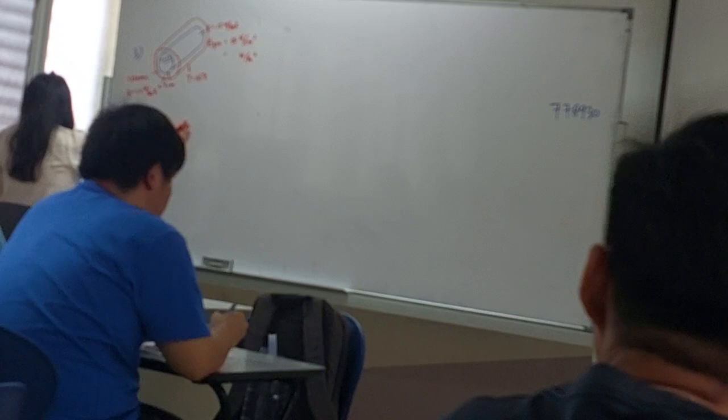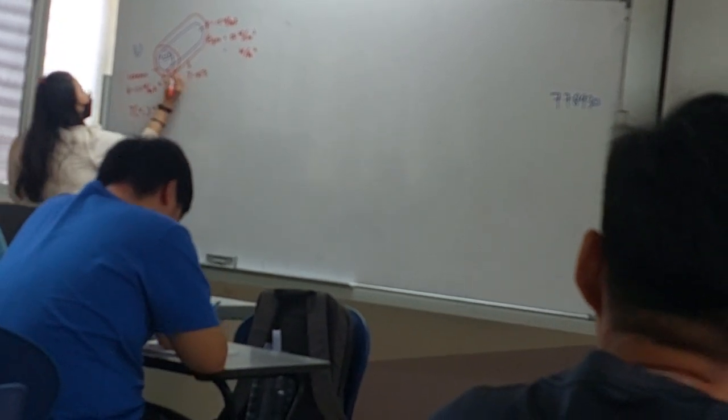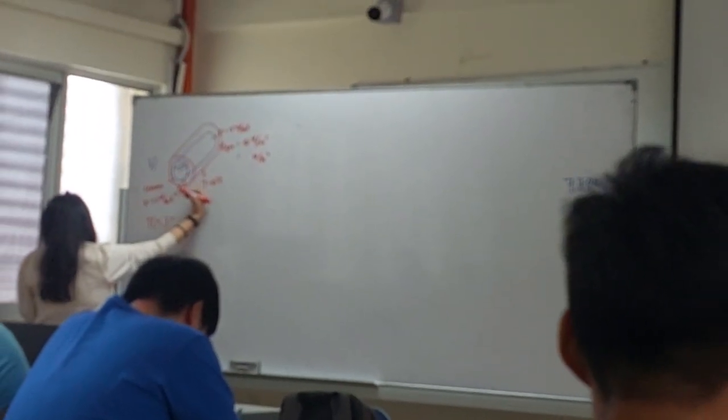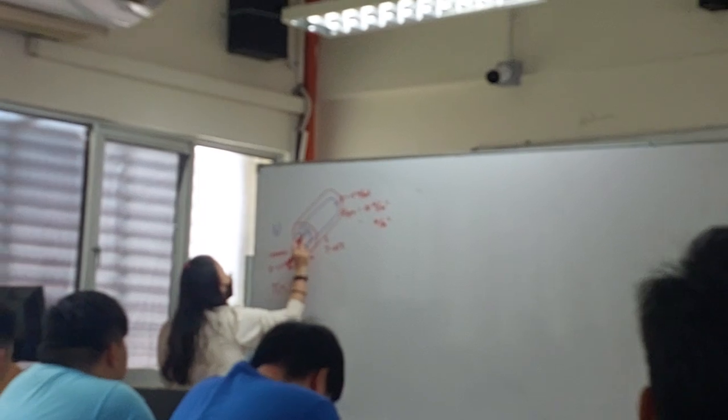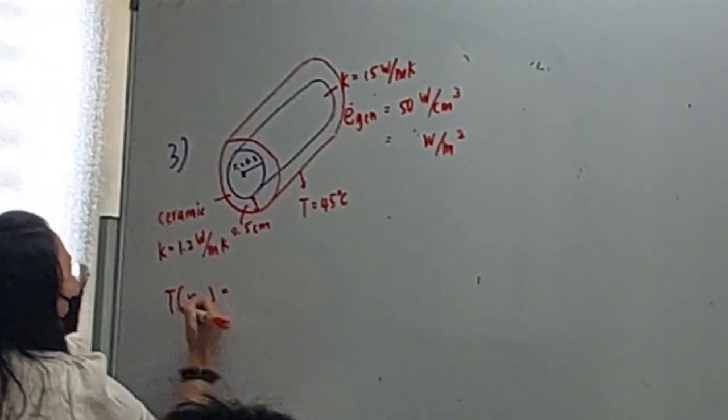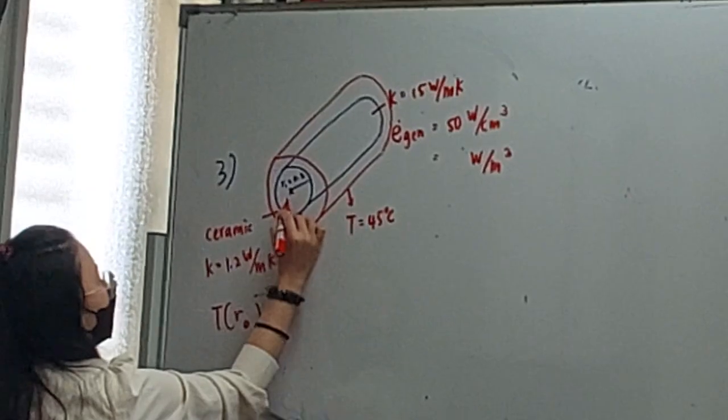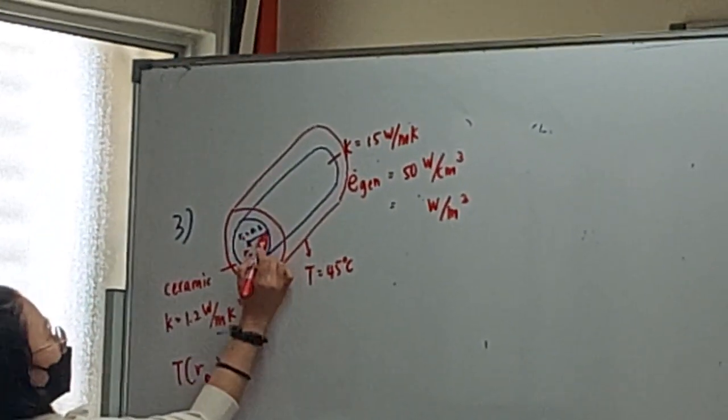Okay, so which is the center? Okay, and also, sorry, it's R0. So at the center, R0. So which is at the center there, R0. So this point is R1.